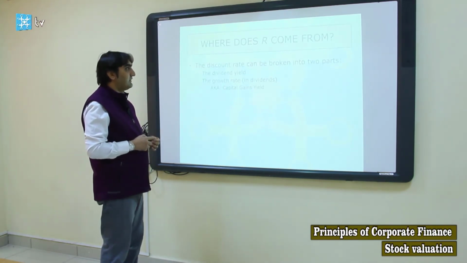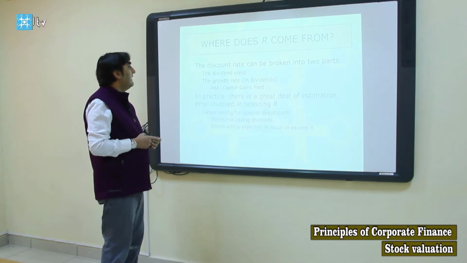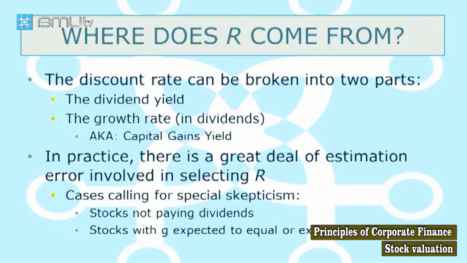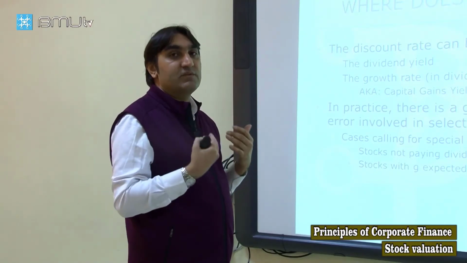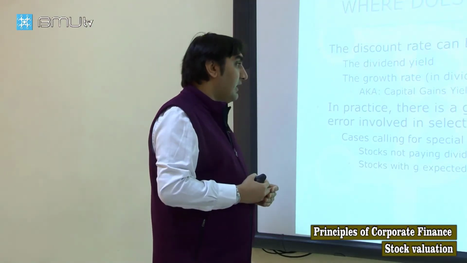And this is the required rate. That's the discount rate, which can be broken into 2 parts: dividend yield and the growth rate in dividends, also known as capital gains yield. R reflects all associated risks with that company. So it reflects all possible risks, and based on this risk, how much investors require from this company.